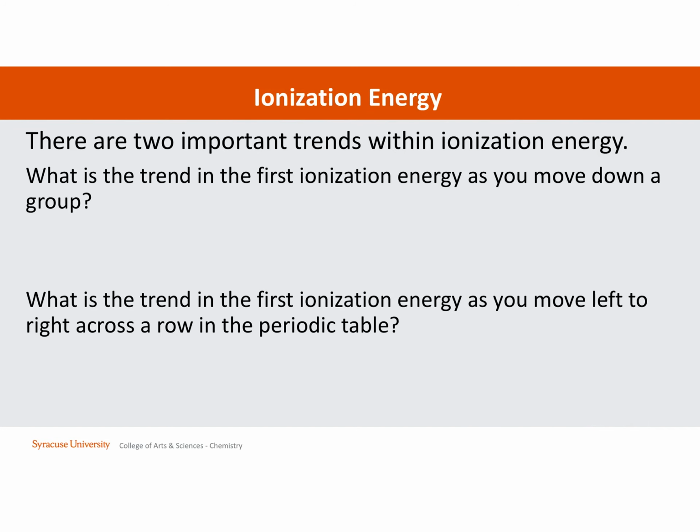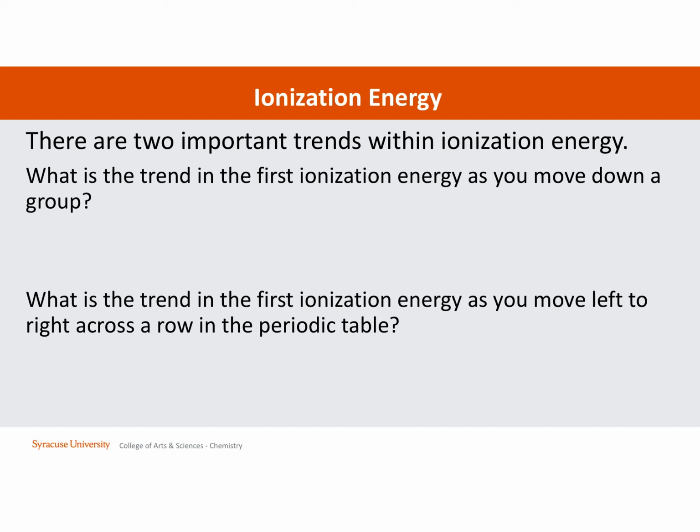And the last 2 trends have to do with ionization energy. So the 2 questions for you. What is the trend in the first ionization energy as you move down a group? And the second question, what is the trend in the first ionization energy as you move left to right across a row in the periodic table? To answer that question, you just need to think about the trend in atomic radius and think about the electron as a little magnet and the nucleus as another magnet, and how close or how far apart those magnets are.